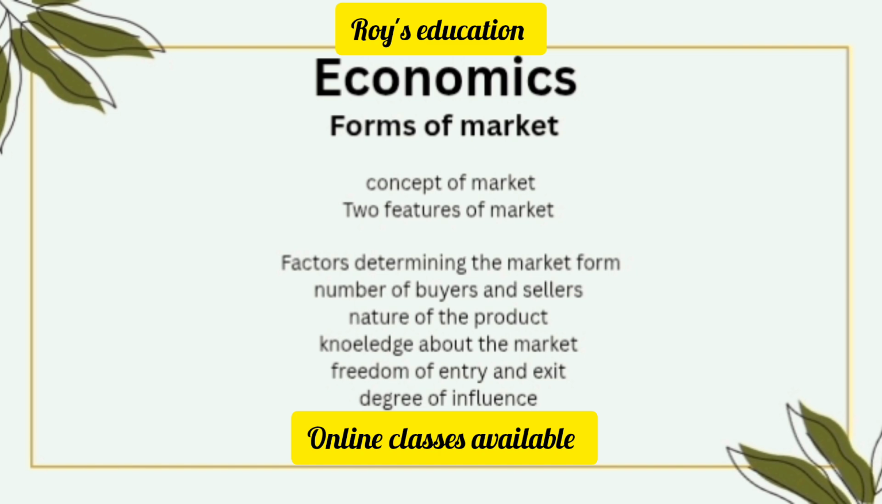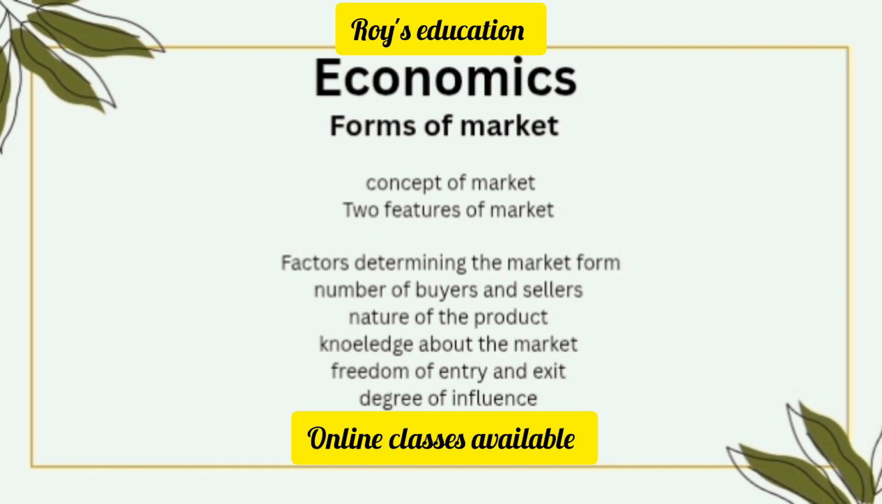Next is knowledge about the market. Different forms of the market are differentiated from each other in terms of knowledge, or we can say the lack of knowledge about the market condition. Now, if the buyers and sellers have full information about the market condition, then a single price would prevail in the market. This is a feature of the perfect competition, and under the monopolistic competition, consumers may be ignorant about the quality of different brands.